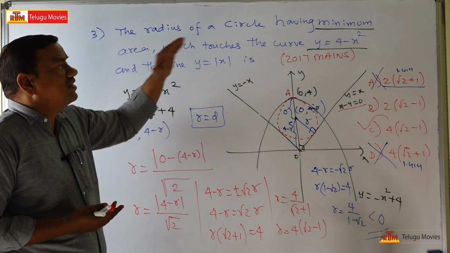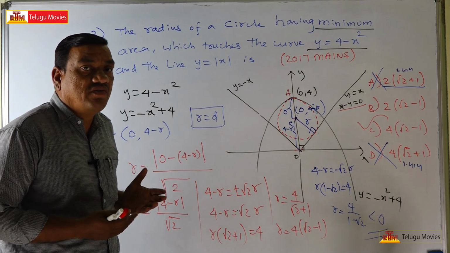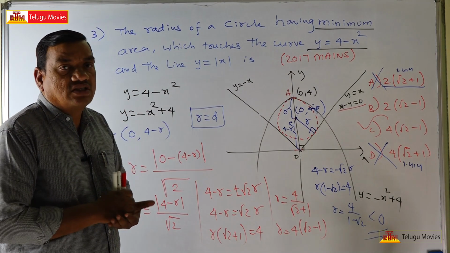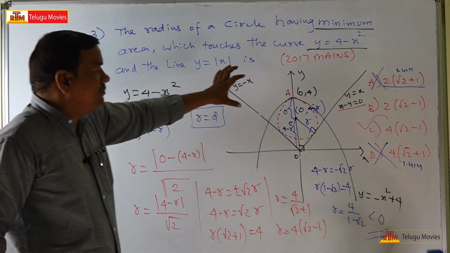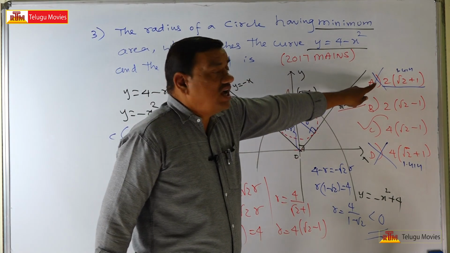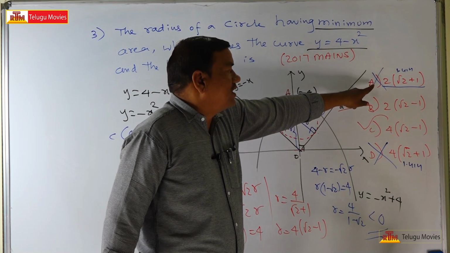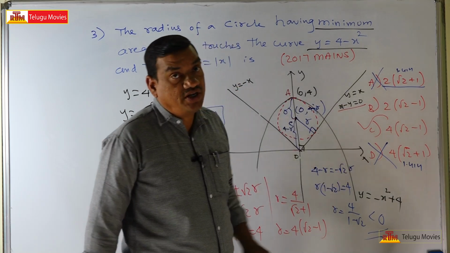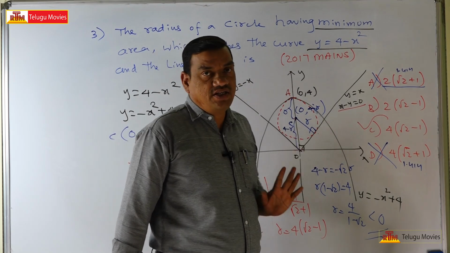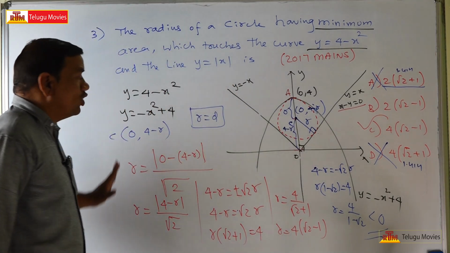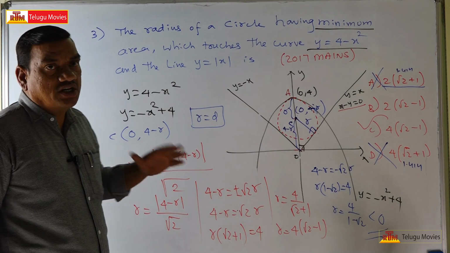Don't go for calculus whenever a minimum or maximum is given, nothing is there. By observing the diagram, I immediately eliminated options A and D. So your answer is C, the correct answer. I hope that you understand this solution. Let us go to the next problem.